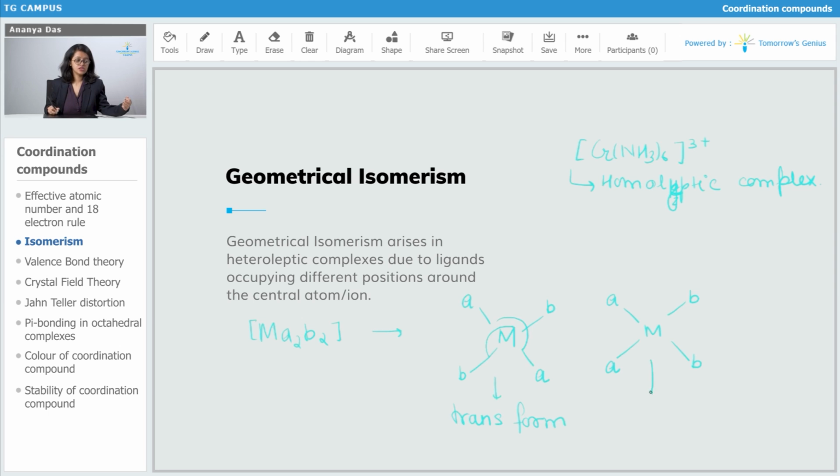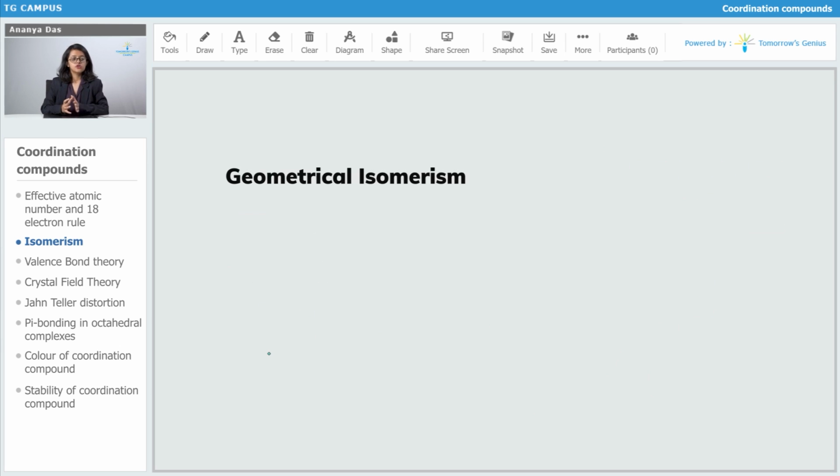And this is known as the cis form. In the cis form, the same ligands are present at an angle of 90 degrees to each other. Here the angle between A and A is 90 degrees and the angle between B and B is also 90 degrees. So, geometrical isomerism has two forms. It has the trans form and it has the cis form.